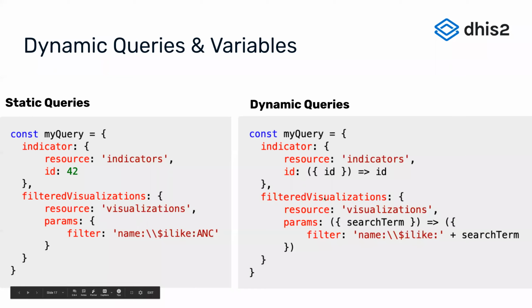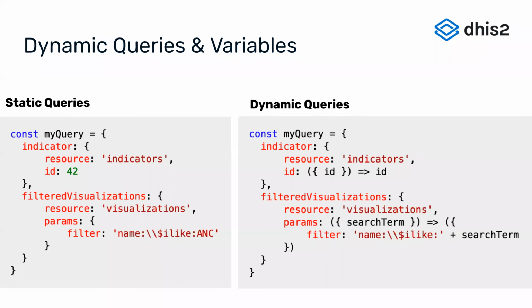So on the right, we have the same exact query, but written in a dynamic way. You can see that instead of the ID being the number 42, the ID is a function which takes an object with an ID property, and then it returns whatever that ID property is. This might seem a little silly, to have an object with the ID property, but I'll show why that's necessary in a minute. Because we also have another variable which we can pass, which is called search term.